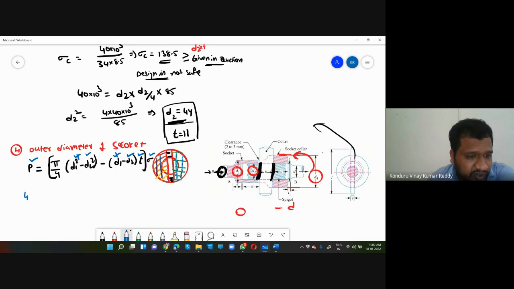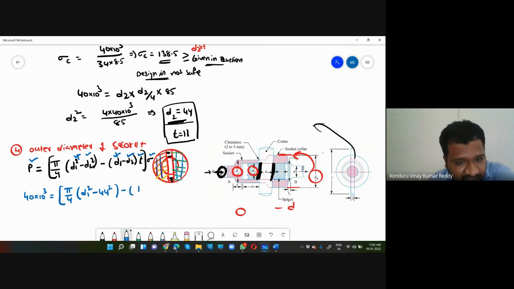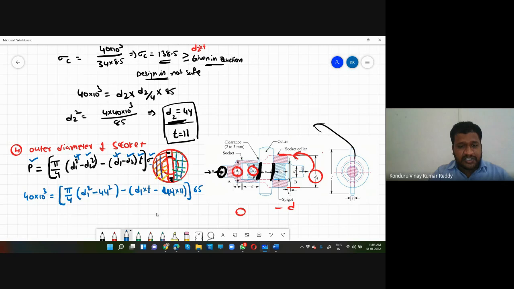Here, P is equal to 40 into 10 to the power of 3, which is equal to pi by 4 (d1 square, which is what we have to find out, minus d2 square). d2 square will be written as 44 square. Minus d1, which we have to find out, into t, minus d2, which is nothing but 44 into 11, whole multiplied with normal stress, which is nothing but 65.